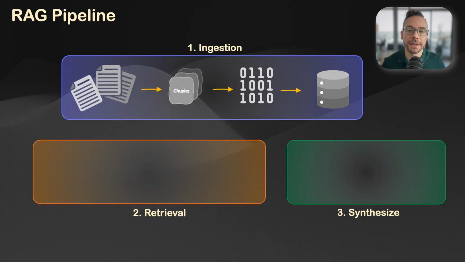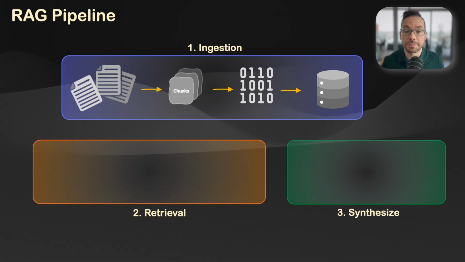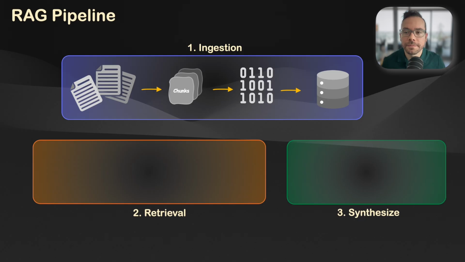Ingestion is all about building the knowledge base. This is offline. It happens before the user query comes in. This is where we prep the data. We load raw content from wherever it lives, chunk it into smaller coherent segments so retrieval stays precise, embed those chunks into vectors using a pre-trained embedding model, and then index and store them in a searchable vector database.